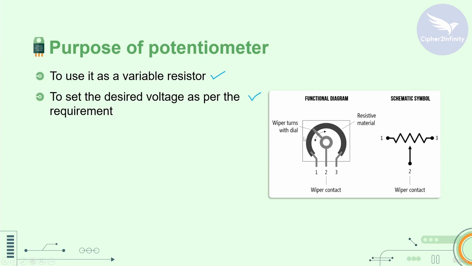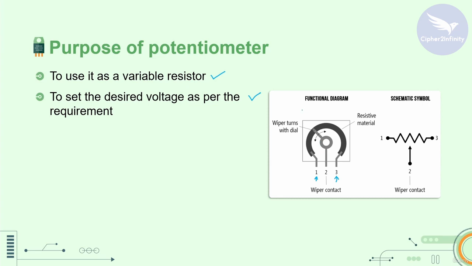In this functional diagram, you can see that there are actually 3 terminals. This is the first terminal, second terminal and third terminal. And if we measure the resistance between the first terminal and the third terminal using a multimeter, you will find that the resistance of this potentiometer is going to be fixed. And what will be the value of this resistance? It actually depends on the potentiometer that you are using.